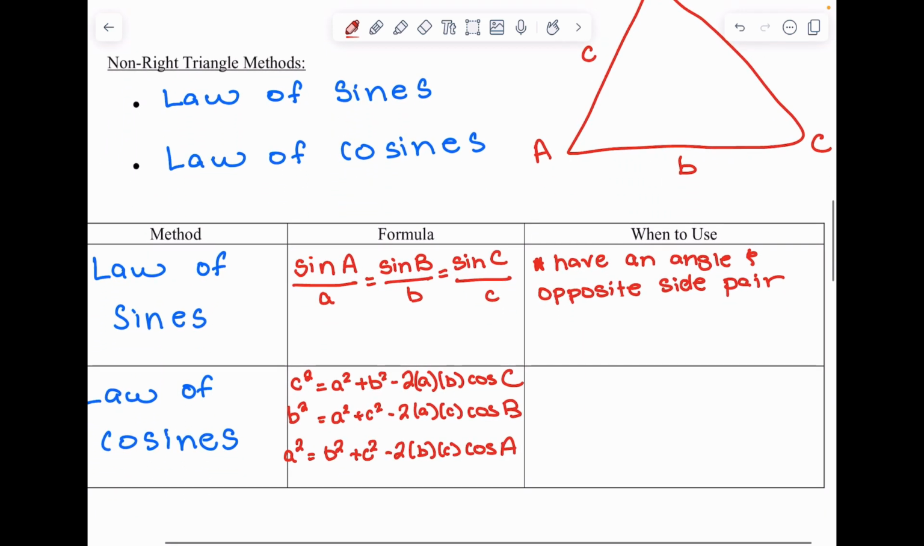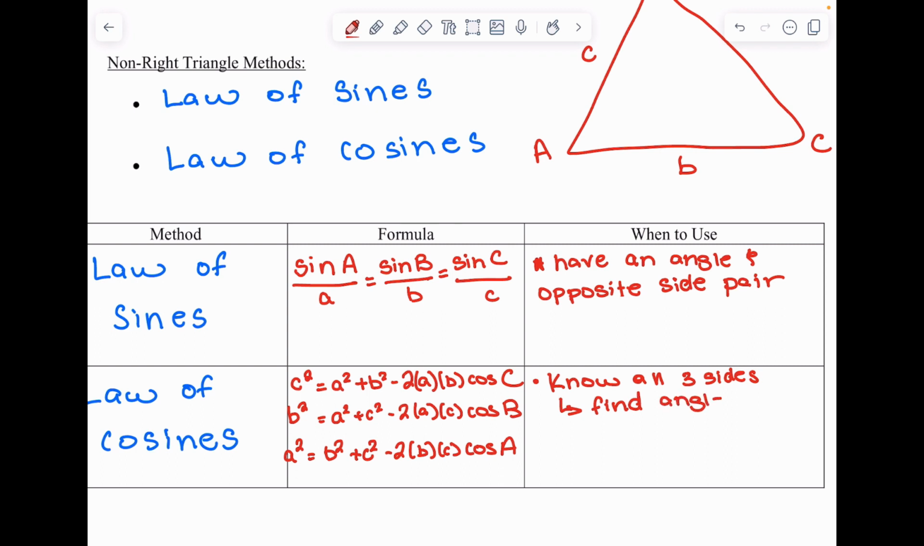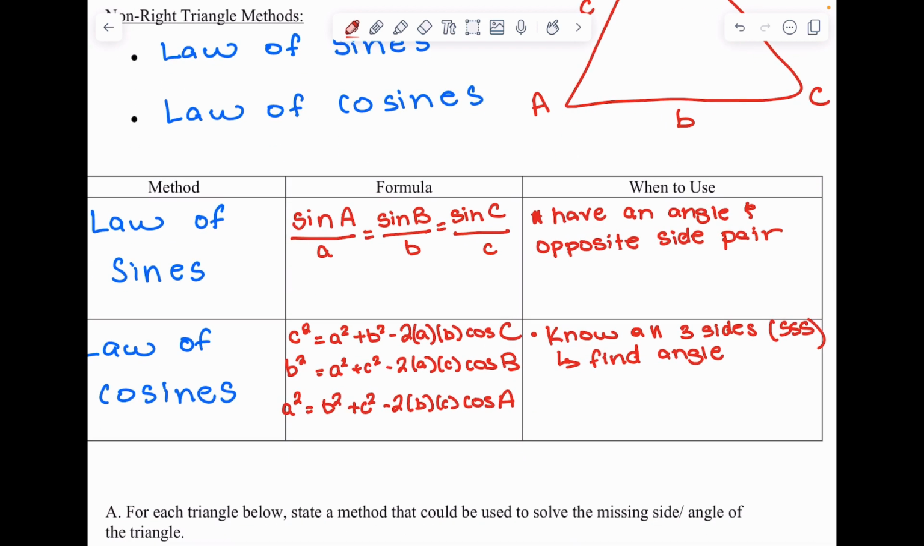We use the law of cosines when we know all three sides of a triangle and are trying to find an angle. And you can think of this like SSS because all three sides will be filled in. Or we use law of cosines when we know two sides and an angle right in the middle. And that can remind us of SAS.